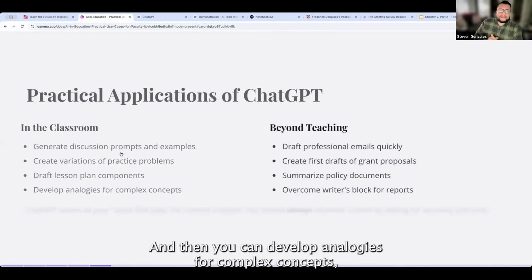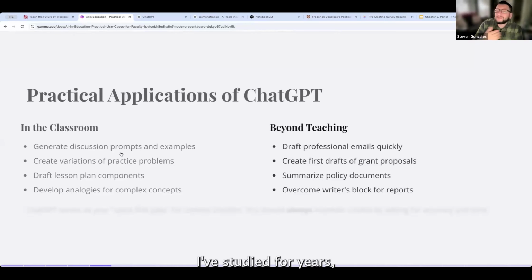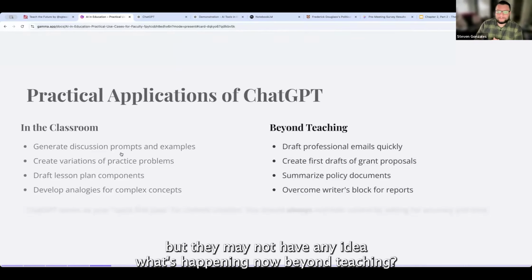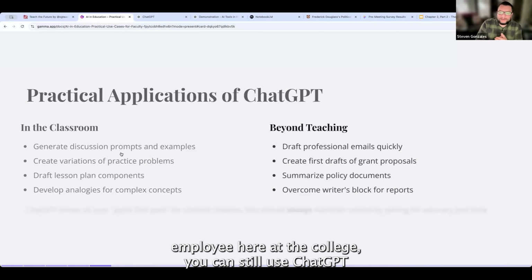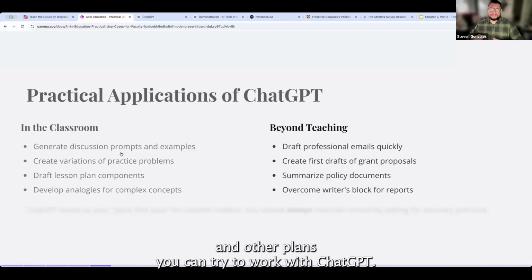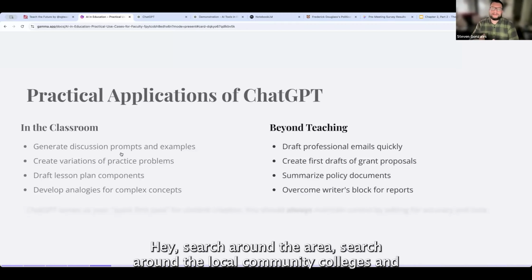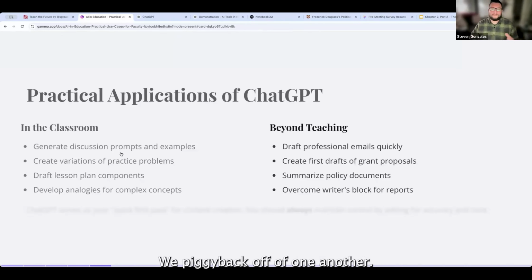And then you can develop analogies for complex concepts, especially if you're trying to think, how do I explain something to someone when I've studied it for years, but they may not have any idea what's happening. Now, beyond teaching, if you're someone who is not an instructional employee here at the college, you can still use ChatGPT to draft professional emails, and think about grant proposals and other plans. You can try to work with ChatGPT. Hey, search around the local community colleges and find out what other campuses are doing, because that's a lot of what we do. We piggyback off of one another.